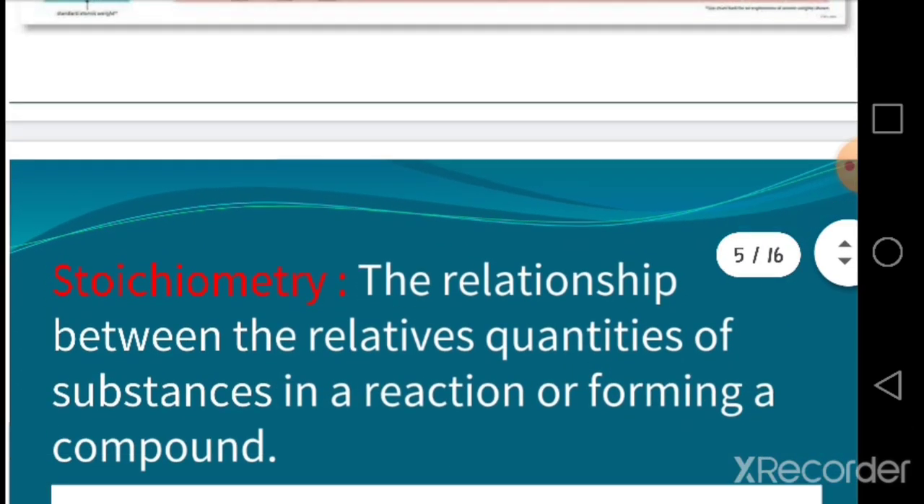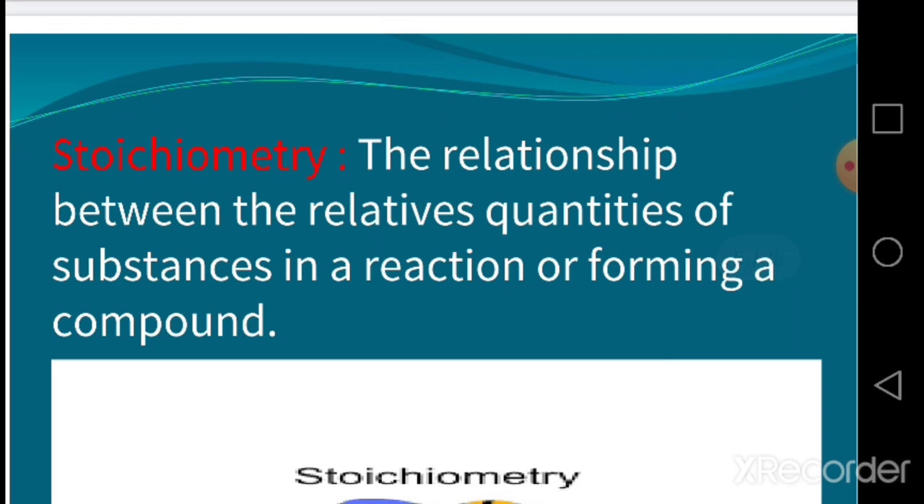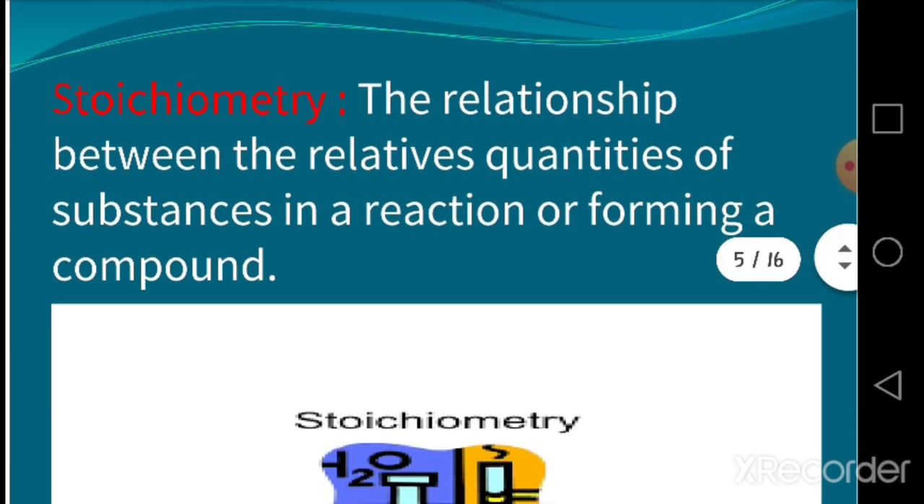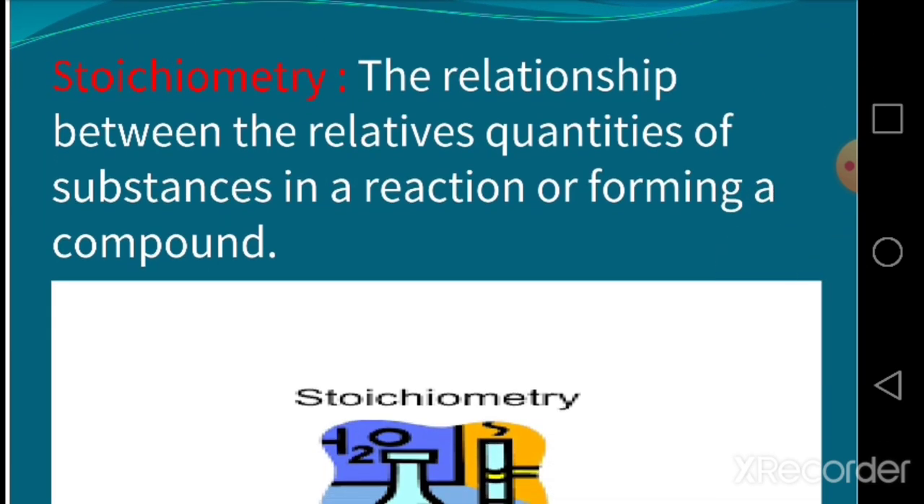So stoichiometry is the relationship between the relative quantities of substances in a reaction forming a compound. What does it mean? It means that whenever a reaction is proceeding, the quantities of the reactants that are used and the products that are being made must have a very strong relationship on both sides of the reaction. If it is not so, then it is not possible to carry out the reaction. How it is important, we are going to consider stepwise.